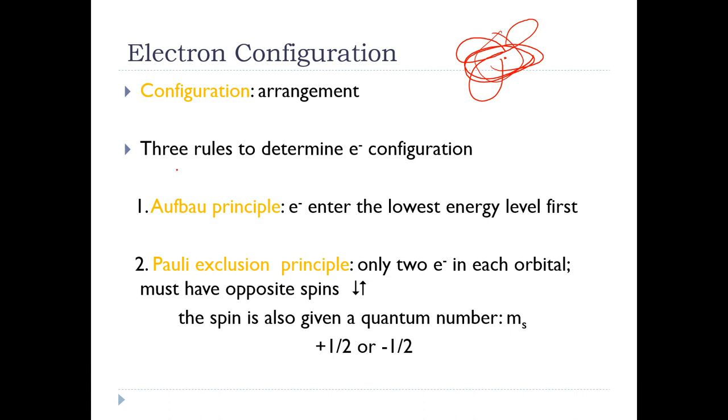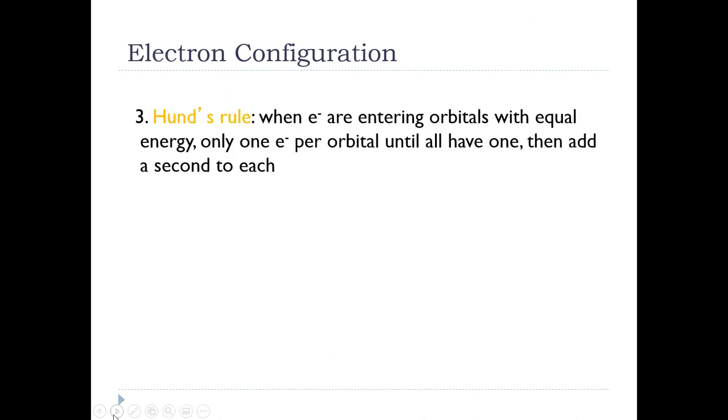So we have 3 rules to figure out where electrons are, what their configuration is. The first one is the Aufbau principle that simply says that electrons have to go to the lowest energy levels first. Pauli exclusion principle says we can only have 2 electrons in any one orbital, and they have to have opposite spins. So we show those spins with arrows, one pointing up, one pointing down. So those are rules 1 and 2.